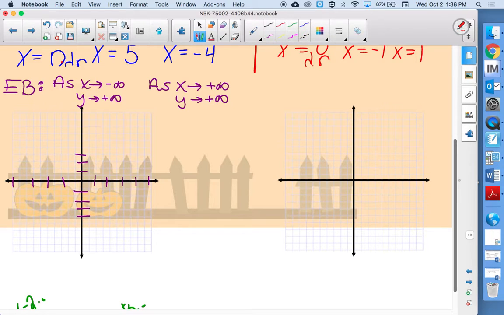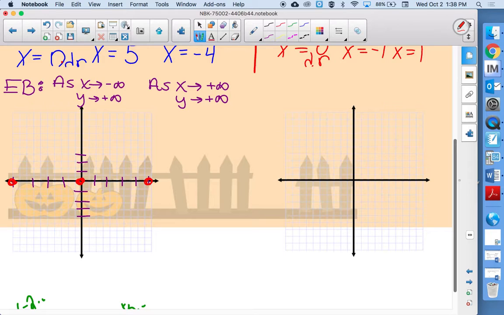So 3 points I'm plotting on the x-axis because that's where a 0 is. A 0 is when y is equal to 0. So on the x-axis I have the 3 values: 1 at negative 4, 1 at positive 5, and the middle one at 0. So plot those 3 points. Then use the end behavior.